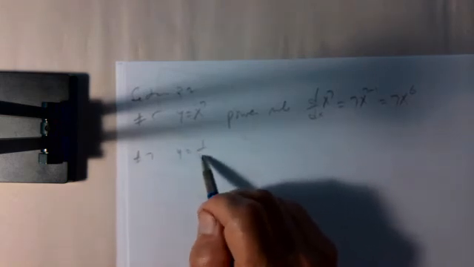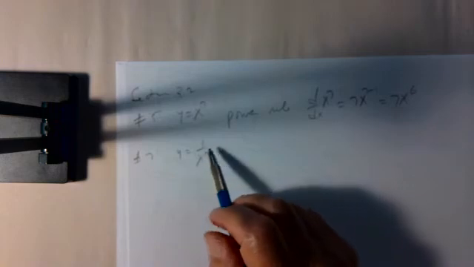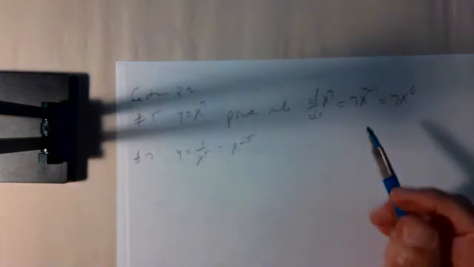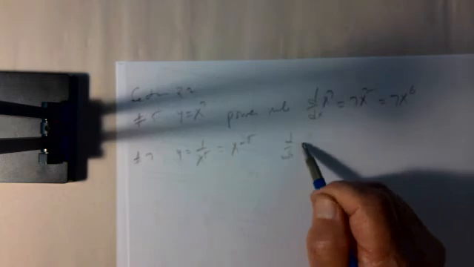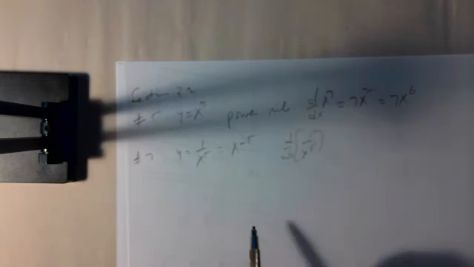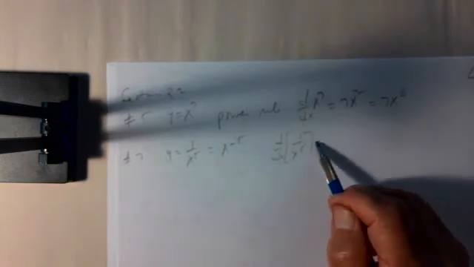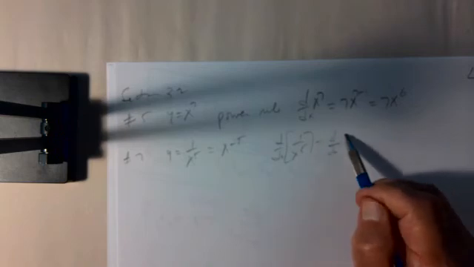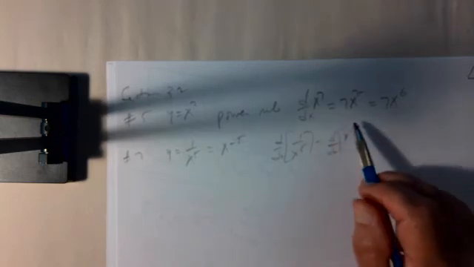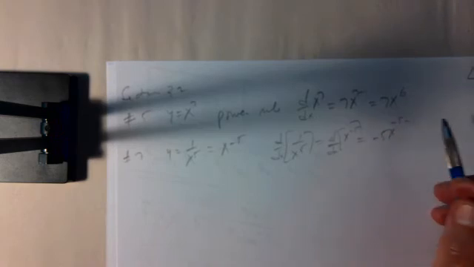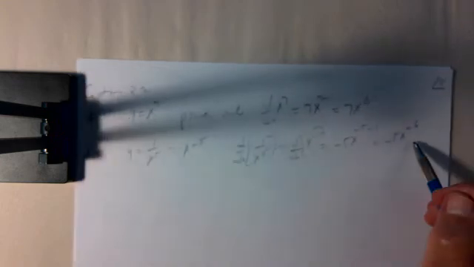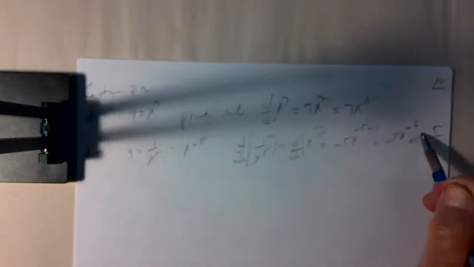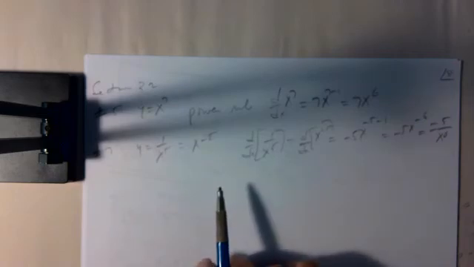If y is equal to 1 over x to the 5th, you have to know exponents. 1 over x to the 5th is x to the minus 5. So again, by the power rule, the derivative of 1 over x to the 5th is the derivative of x to the minus 5. That's minus 5x to the minus 5 minus 1. That's minus 5x to the minus 6. That's minus 5 over x to the 6th. So the derivative of 1 over x to the 5 is minus 5 over x to the 6.